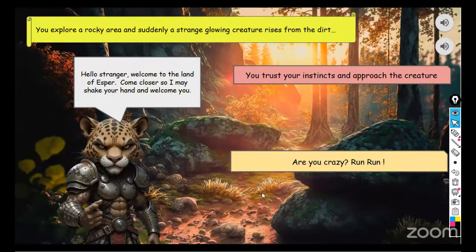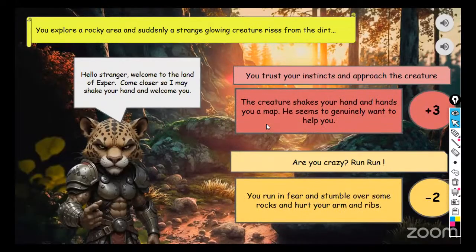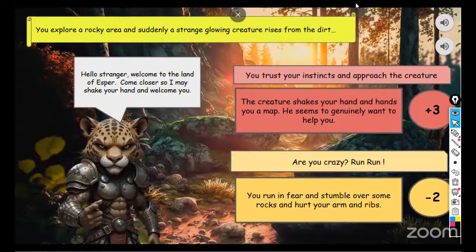Who wouldn't trust a kitten dressed in armor? And the numbers seem to be evenly split. Some people are like run, and some people are like trust. So let's see what happens. Okay, well, if you trusted, the creature shakes your hand and hands you a map. He seems to genuinely want to help you, so you get 3 points. These points mean absolutely nothing, by the way. And those of you who ran, you run in fear and stumble over some rocks and hurt your arms and ribs, so you lose 2 points. So some of us have started the game on a deficit. All right, keep track of your points. They're very not important.